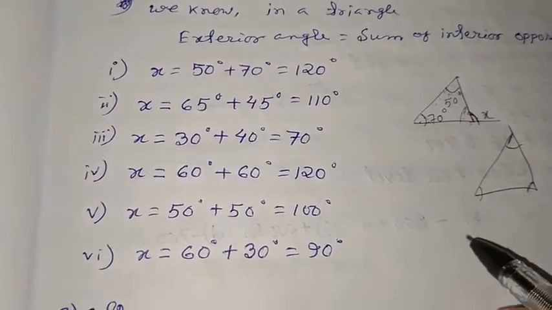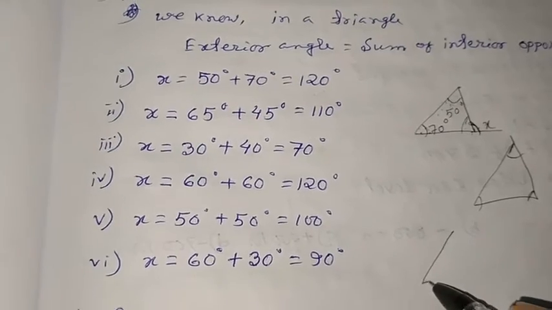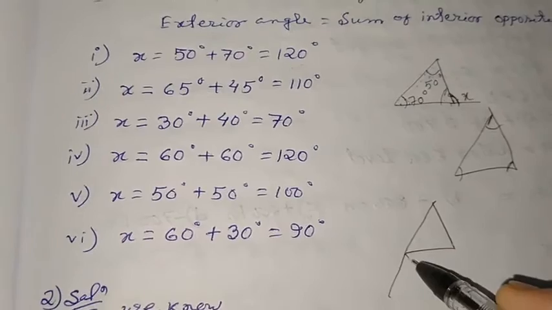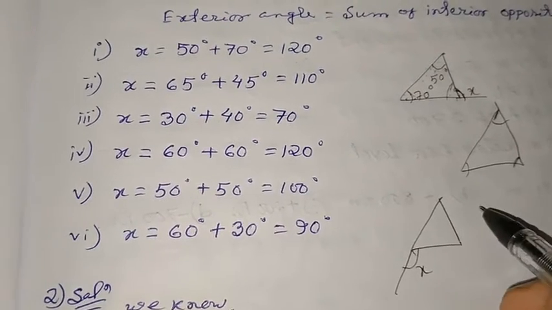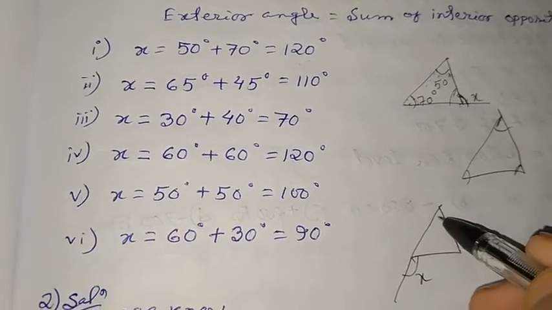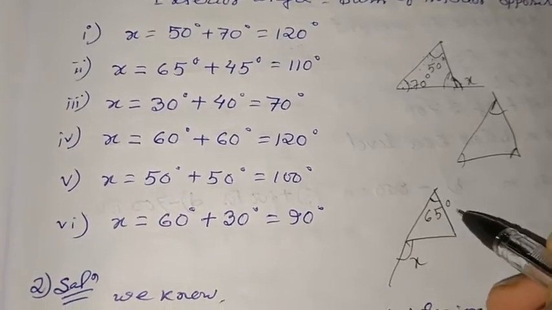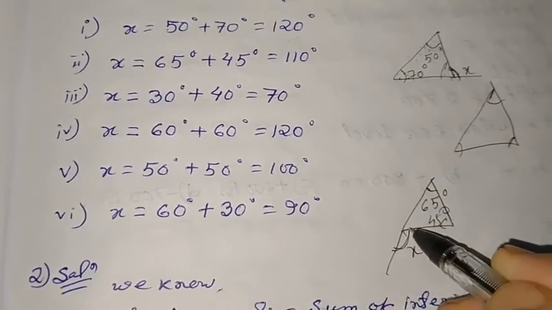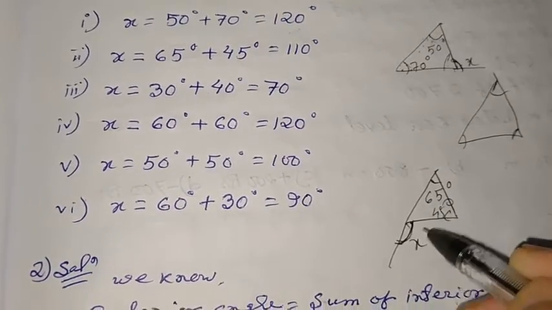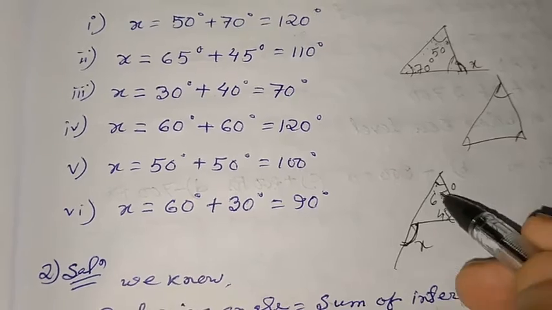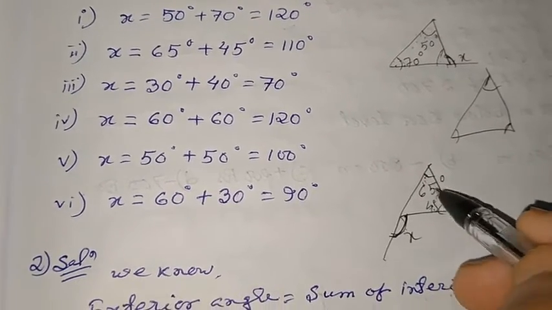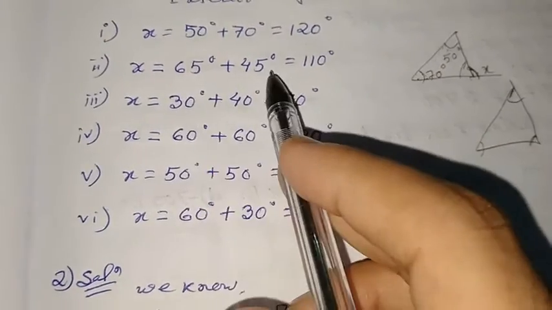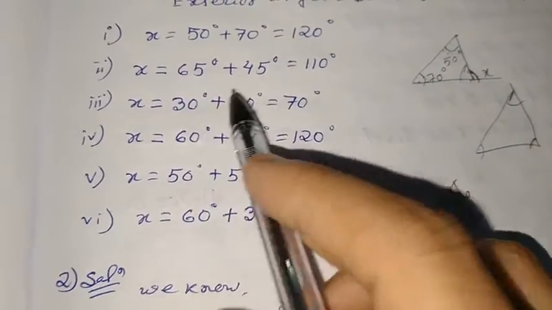Number 2 figure is, I am drawing two figures, two problem figures. It is x, this is 65 degrees, this is 65 degrees, and this is 45 degrees. Okay, so this is the exterior angle. So this exterior angle x equals the sum of the opposite two angles. 65 plus 45 equals 110 degrees. x equals 110 degrees.